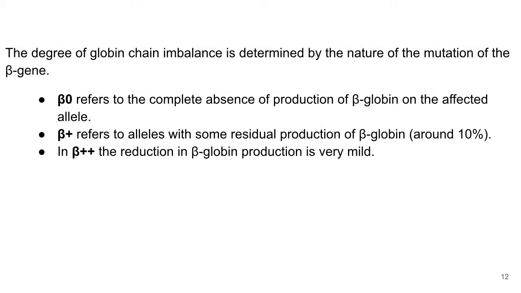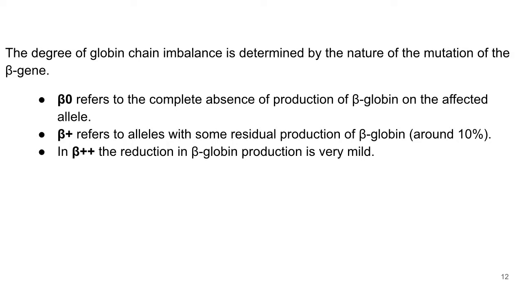The degree of globin chain imbalance is determined by the nature of mutation of the beta gene. Beta 0 refers to the complete absence of production of beta globin on the affected allele. Beta plus refers to an allele with some residual production of beta globin, around 10%, and beta plus plus, the reduction in beta globin production is very mild.